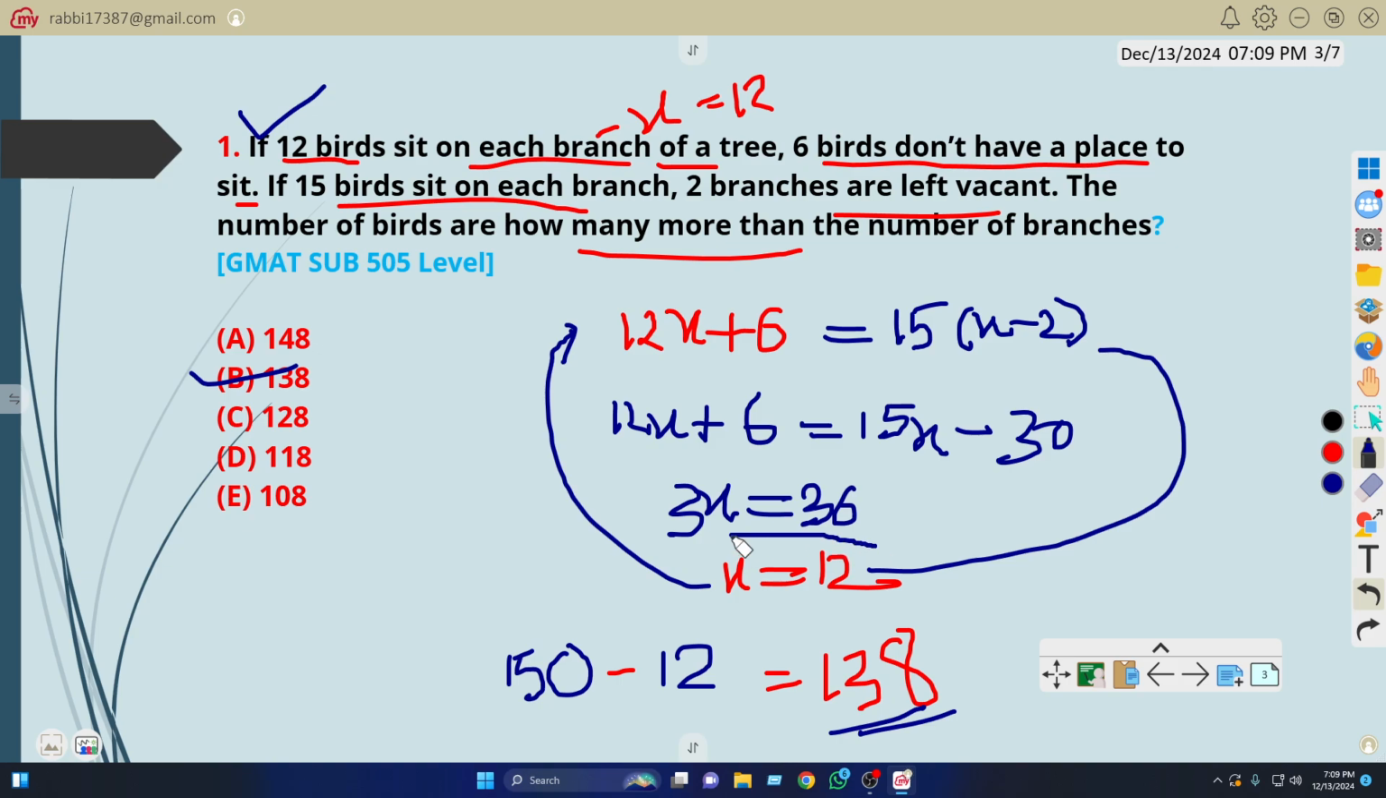So this is the number of branches, and we can easily put the value 1 of the sides, and the number of total birds we can find out, and then the difference or deduct, and then the result.